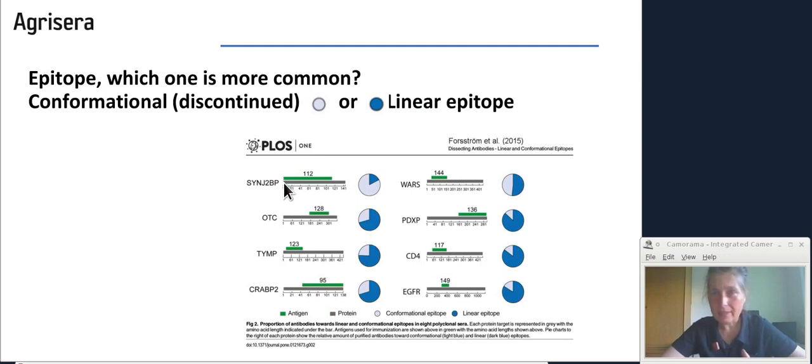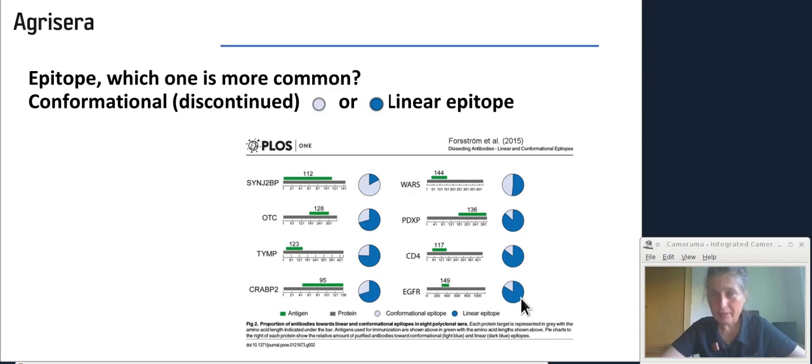There has been a study done by a Swedish group some years ago. They have been mapping epitopes, and one can ask the question: which epitopes are more common? Are they linear epitopes, so stretches of amino acids in the protein sequence, or conformational epitopes, discontinuous epitopes? And the group has analyzed antibodies produced by Agrisera to different cancer proteins. And afterwards, specific epitopes were mapped.